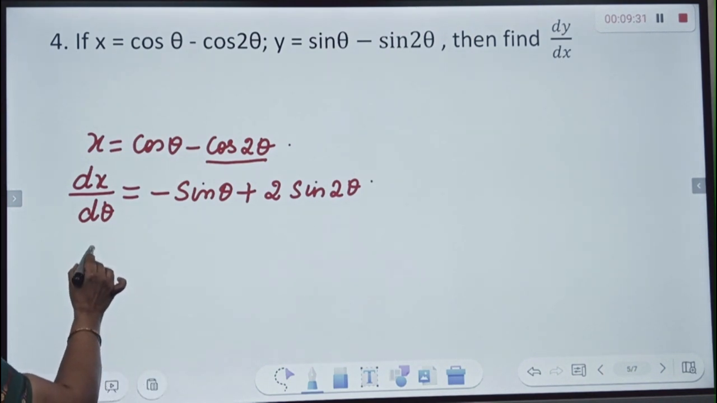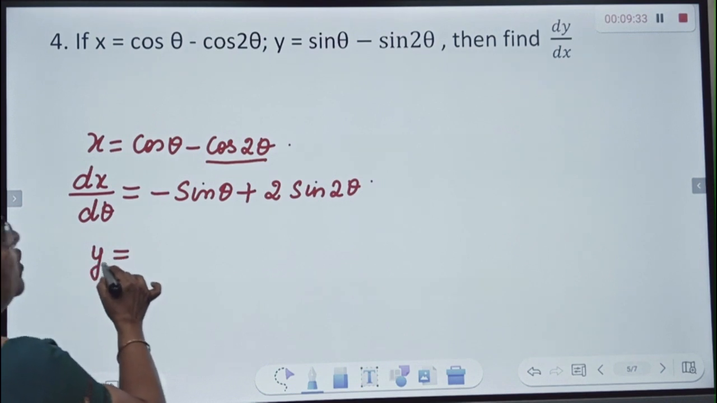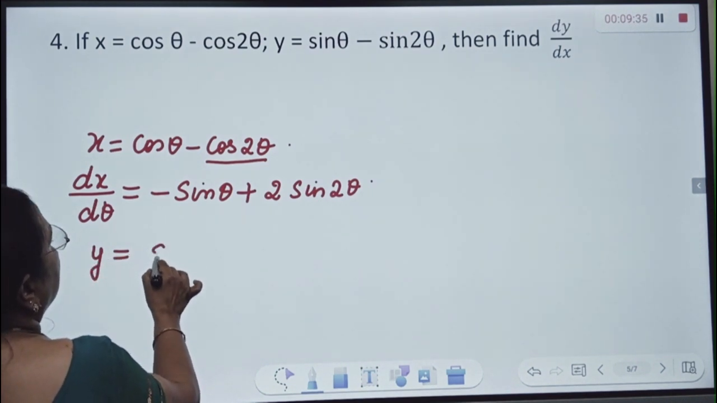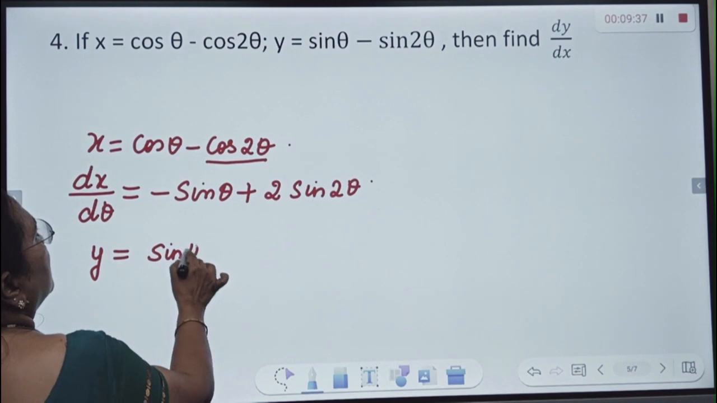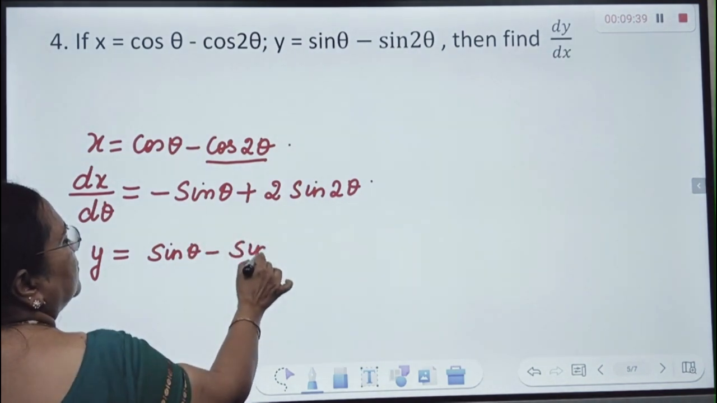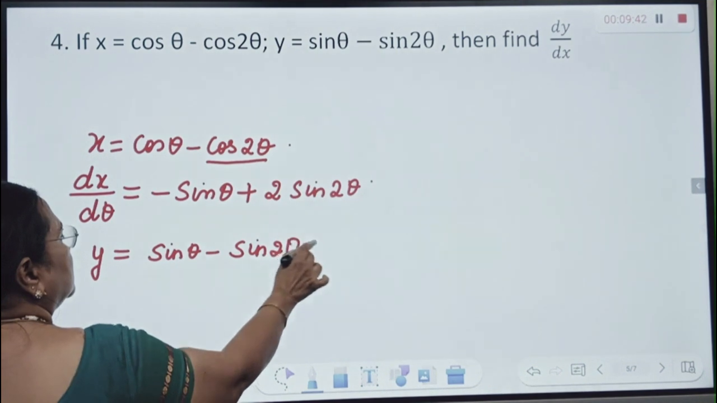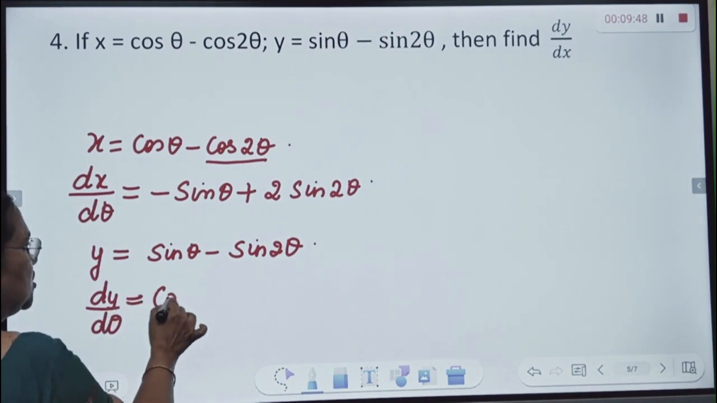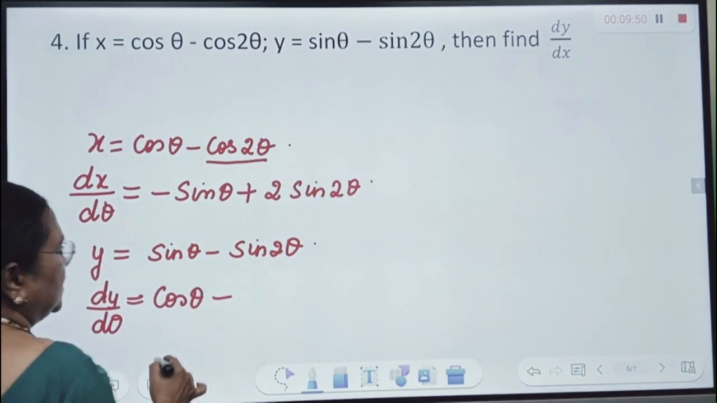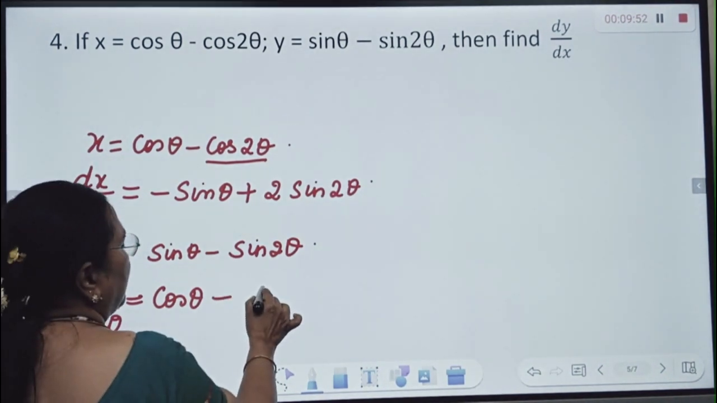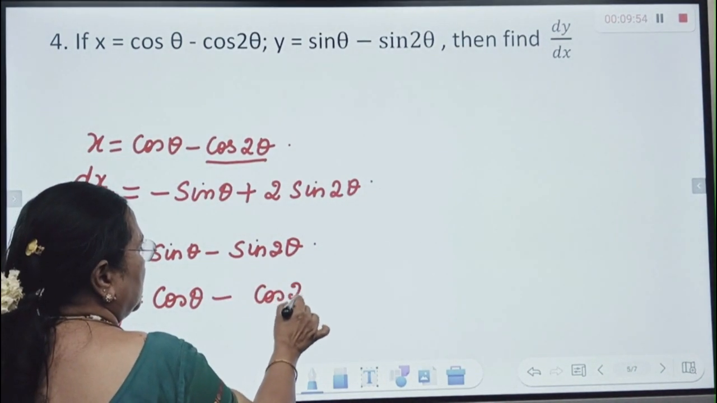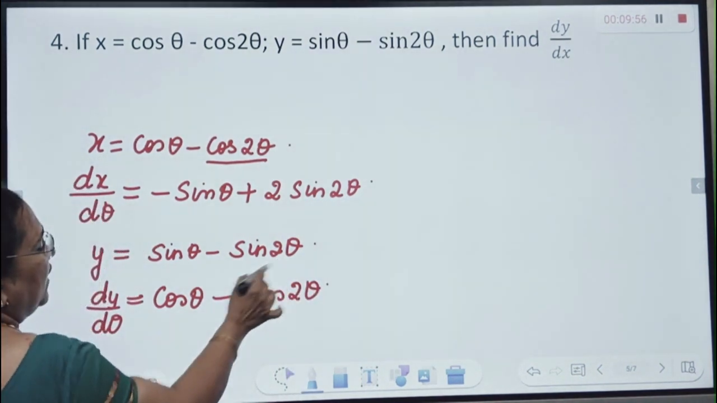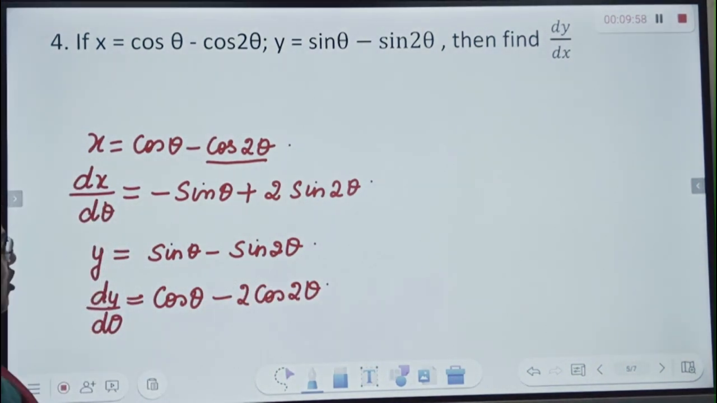What will be y? Y is given as sin theta minus sin 2 theta. Now what will be dy by d theta? Dy by d theta will be cos theta minus, if I differentiate sin 2 theta, I will get cos 2 theta. Derivative of 2 theta is 2. So cos theta minus 2 cos 2 theta.